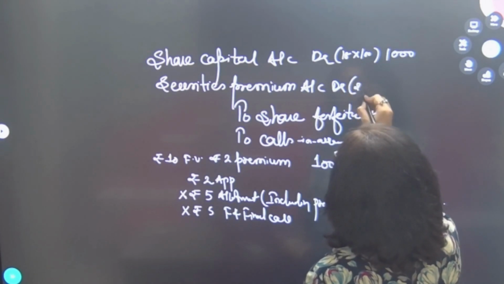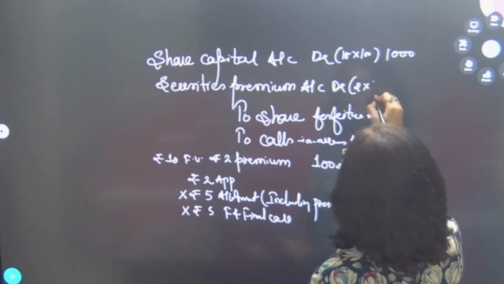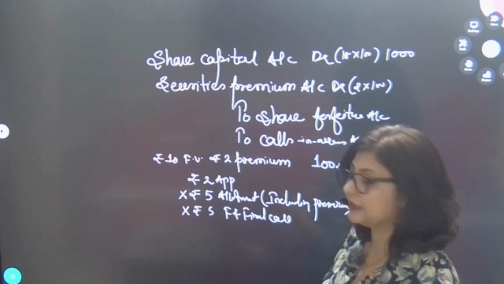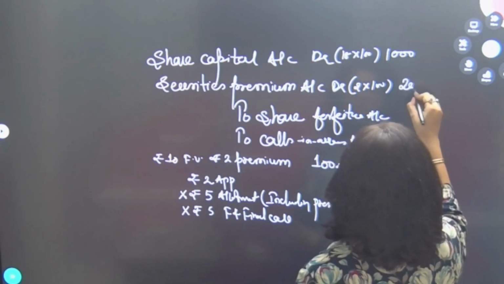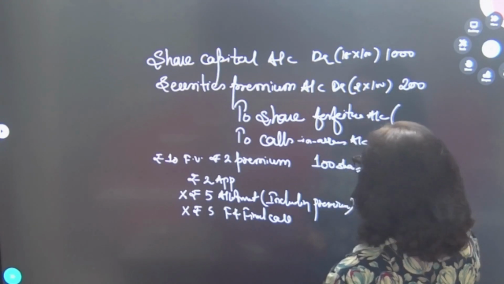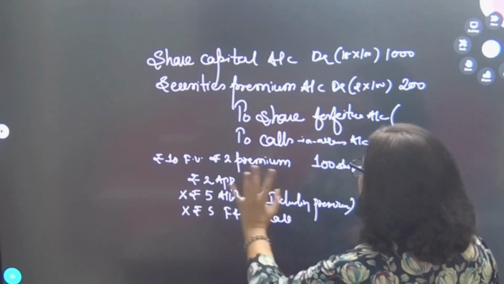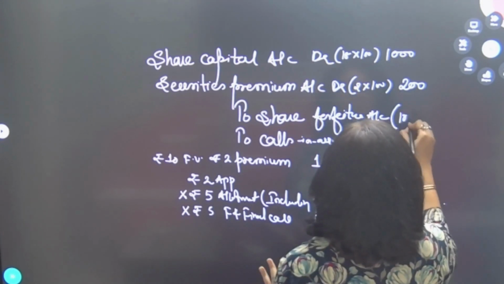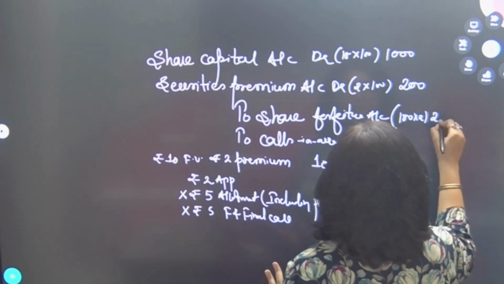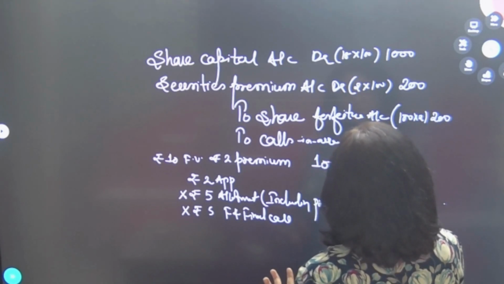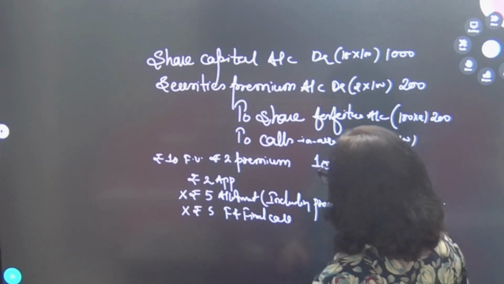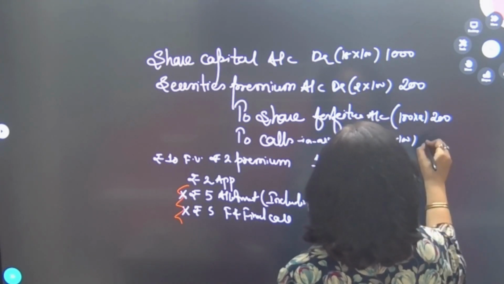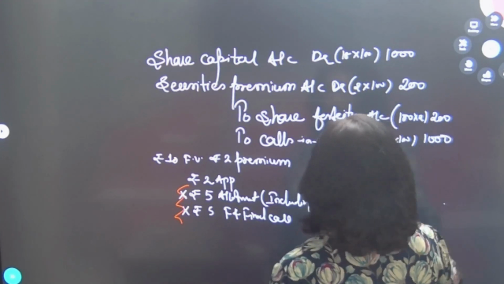Here I am going to write 2 rupees multiplied by 100. What is 2 rupees? 2 rupees is allotment money which is not being paid by the shareholder. So 200 is coming over here. Share forfeiture is only rupees 2. He has paid only rupees 2 on application. So 100 multiplied by 2, 200 is coming over here, and 10 rupees multiplied by 100. What is 10 rupees? This is allotment money and first and final call is over here. So we have passed the entry.